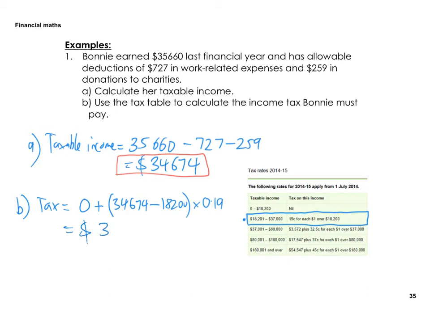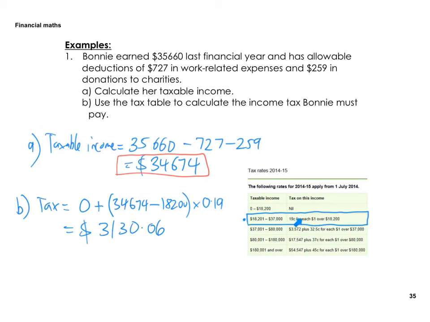And that is 3130.06. So that means in this case, Bonnie earning this amount with these deductions ends up paying just over $3,000 in tax. So with these tables, it's essentially the same every time. Just get the correct bracket.